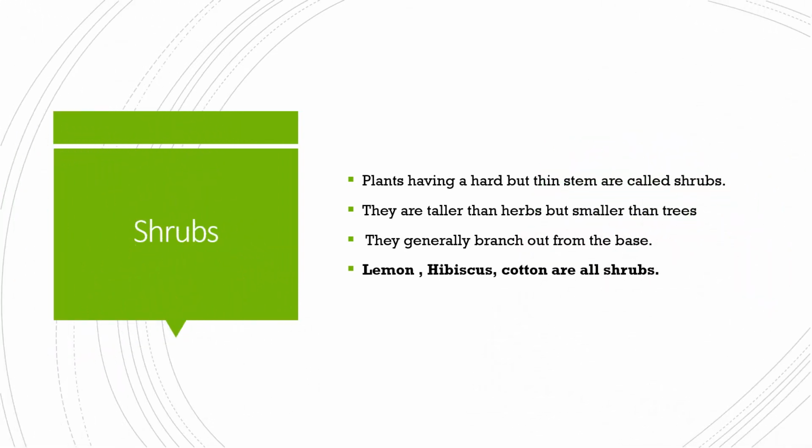Now shrubs. In Hindi these are called jhadiyan. They have a hard but thin stem. Means the stem will be comparatively hard in comparison to herbs, but will be soft or thin in comparison to trees. They are taller than herbs but smaller than the trees. They generally branch out from the base only. The examples of plants which fall under the category of shrubs are lemon, hibiscus, cotton, etc.